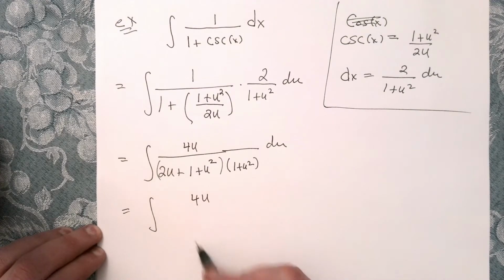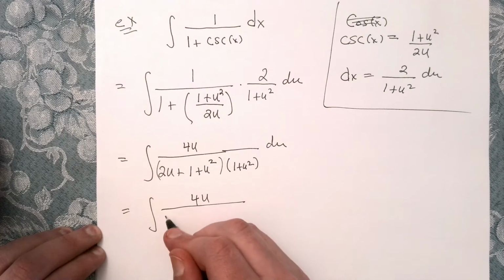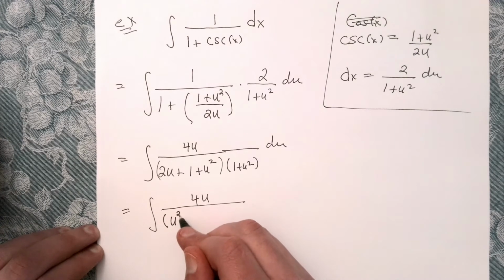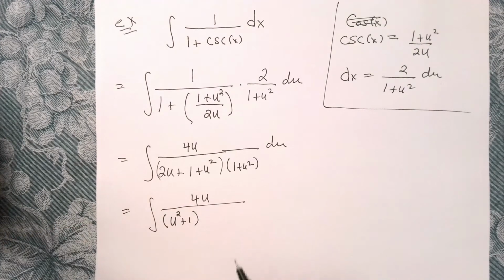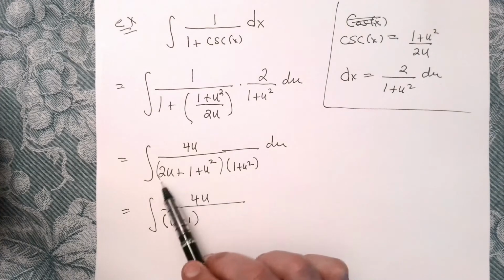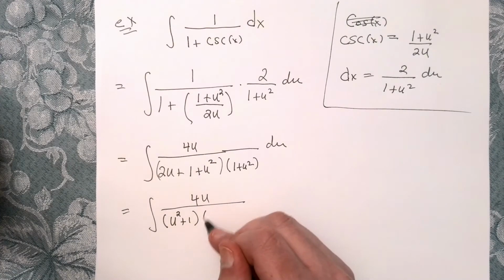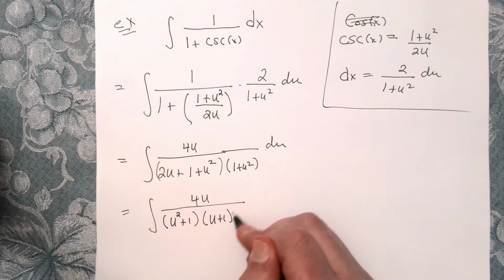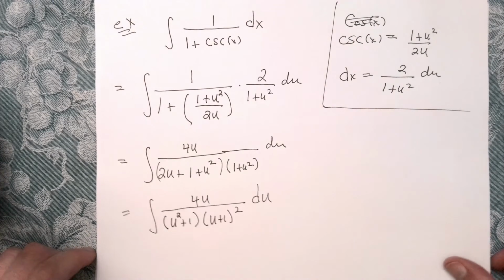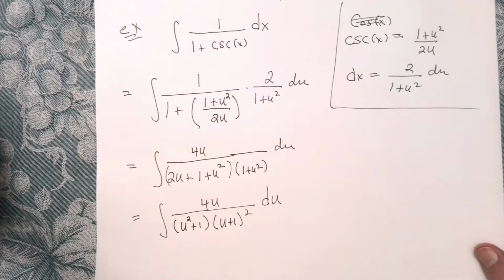So I've got 4u. I'm going to write this first. That's 1 plus u squared, or u squared plus 1, doesn't really matter. And then here I could factor this, right? Because that's u plus 1 quantity squared. And so this looks like a classic partial fraction decomposition problem from calculus. And so that's how we're going to proceed. Let's go ahead and do partial fraction decomposition on this thing.